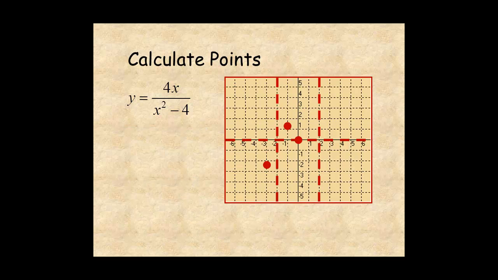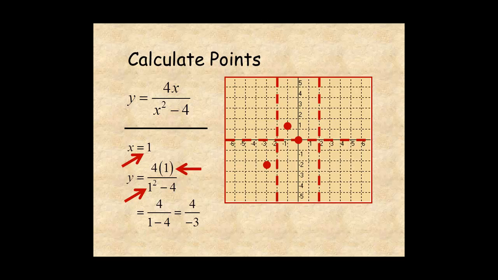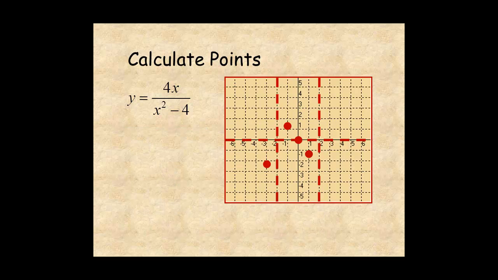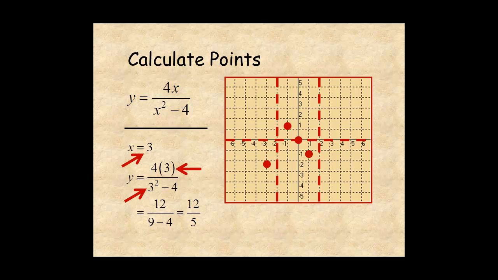For x equal 1, y equals 4 over negative 3. And so there's a point at 1, negative 4 over 3. For x equal 3, y equals 12 over 5. And so there's a point at 3, 2.4.